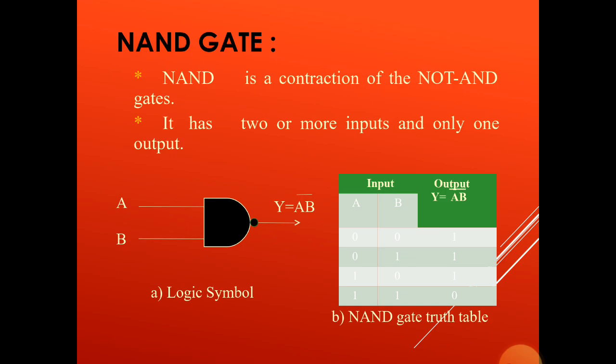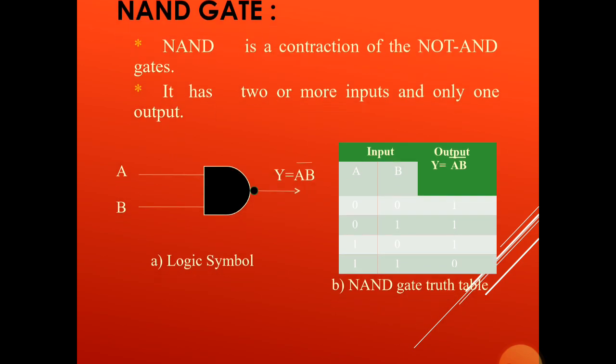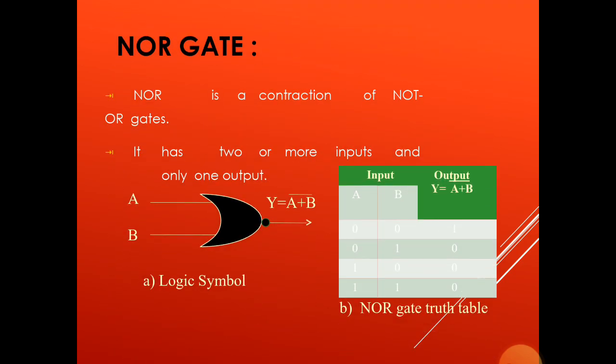So for two inputs 0, 0, the output is 1. For input A equal to 0 and B equal to 1, the output is 1. For input A equal to 1 and B equal to 0, the output is also 1. When both inputs are high, the output is low. So it is just the reverse of the AND gate. Here, when both inputs are high, the output is 0. Next is the NOR gate.